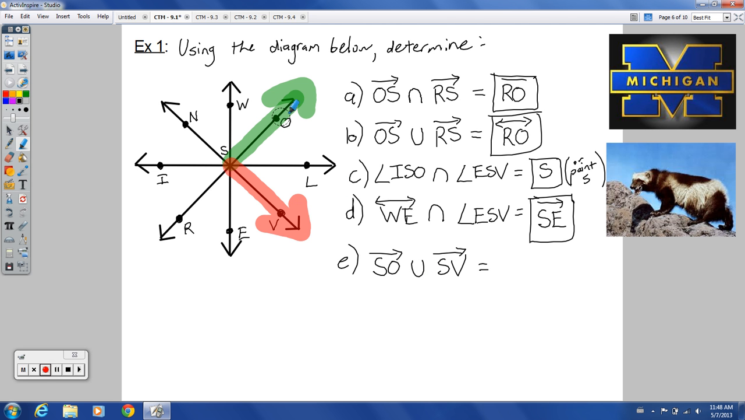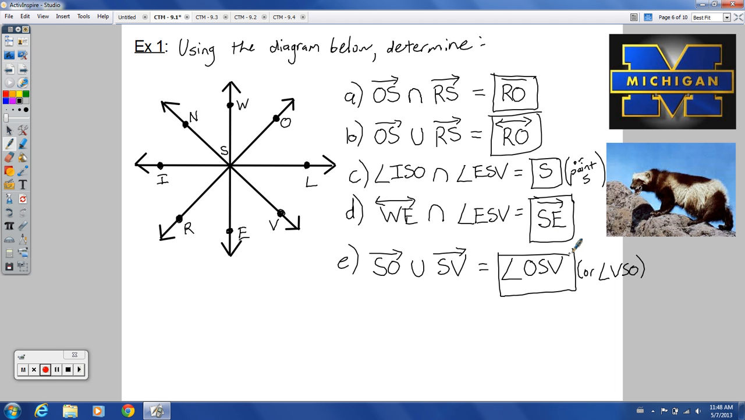In either color, you put them all together, you have this particular angle, and so we would say that the answer to this one is angle OSV. That was that angle right there. You could say that, or you could say angle VSO would be totally fine as well. And remember, again, you can flip-flop these two letters, you can flip-flop these two, but not with the rays.